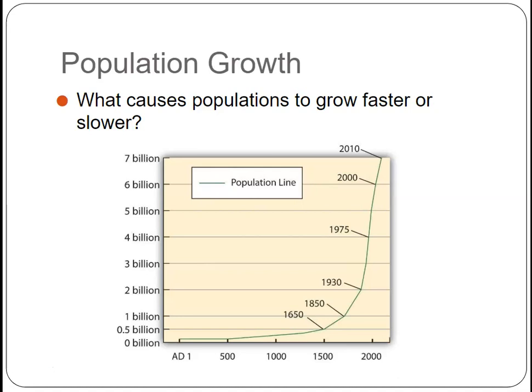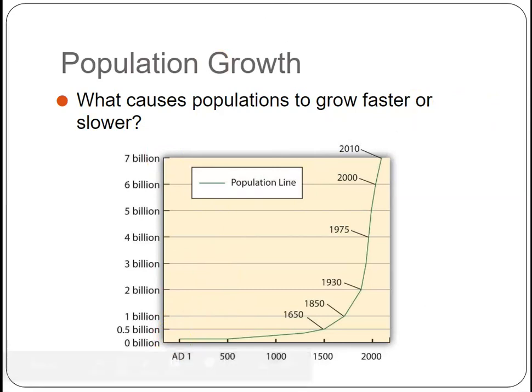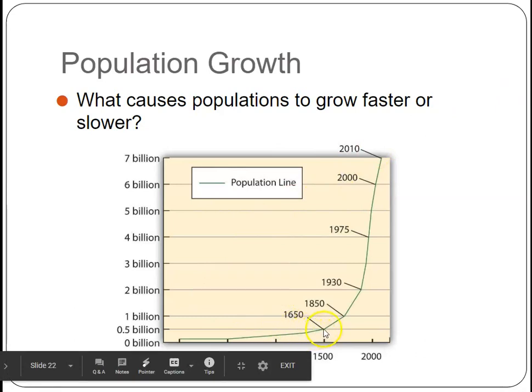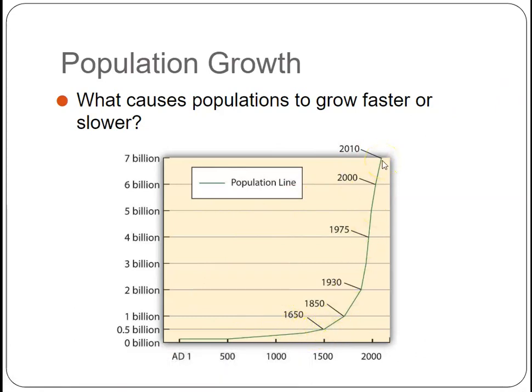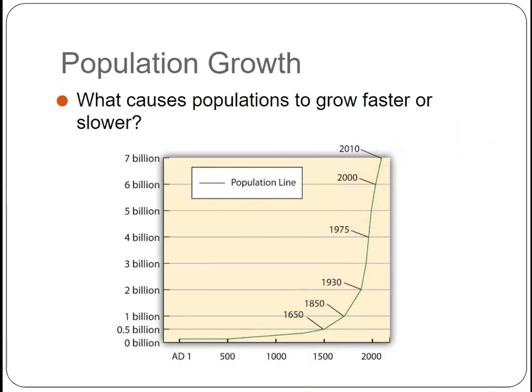Okay, so why do some populations grow a lot faster and some populations grow a lot slower? If I look at AD 1, so this is the last 2,000 years, you can see we had pretty stagnant growth through here and then it kind of shot off pretty fast, right? So we've seen exponential growth, and this is human population, of course. Today in 2020, we are above 7 billion people on our lovely little planet.